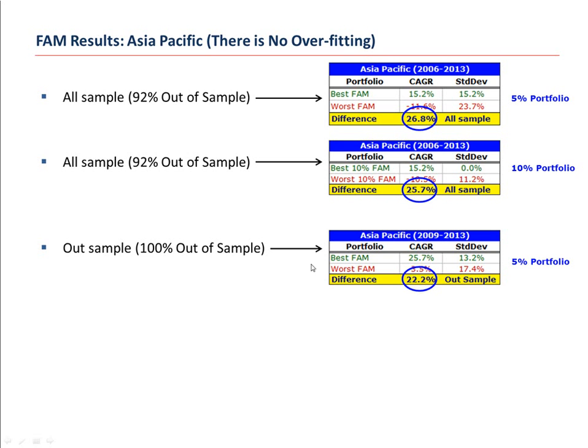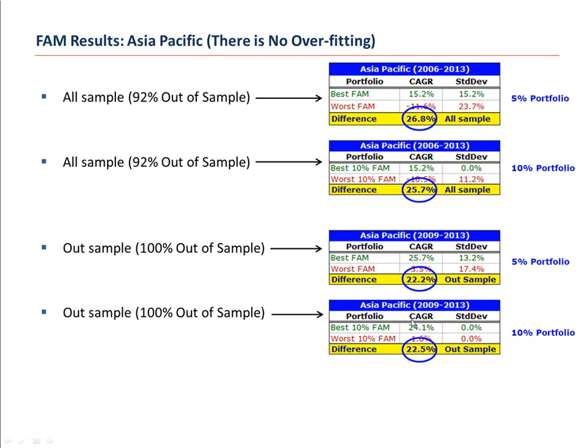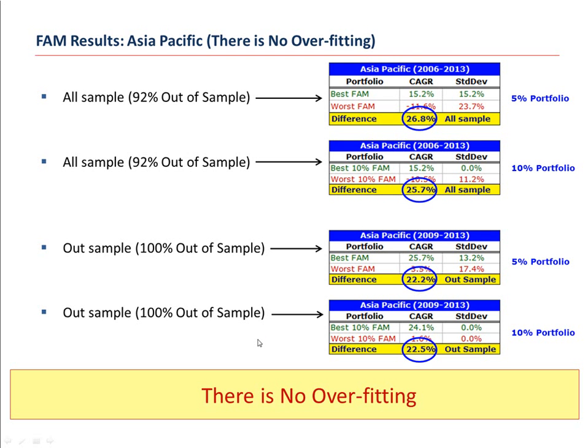This is the whole out of sample, 2009 through 2013, looking at the best rated 5% of FAM companies and the worst rated 5% of FAM companies. They show a 22.2% compounded annual growth rate difference. But if I were to take that same time period and look at portfolios constructed with the best 10% and the worst 10%, the difference is 22.5% compounded annual growth rate. Again, nearly identical. So what was the purpose of this exercise? Pretty simple. There simply is no overfitting in FAM.